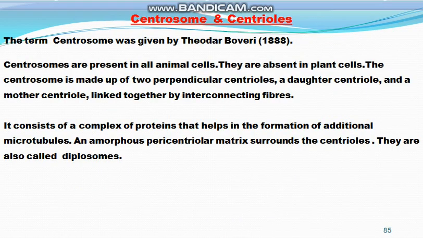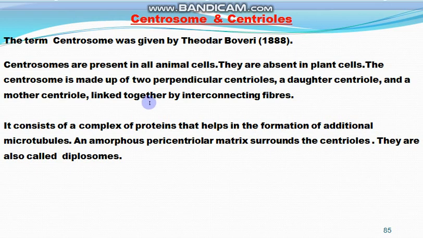So what is a centrosome, and then centrioles? The term centrosome was given by Theodore Boveri in the year 1888, and these centrosomes are present in all the animal cells, but they are absent in most of the plant cells. And the centrosome is made up of two perpendicular centrioles, a daughter centriole and a mother centriole.